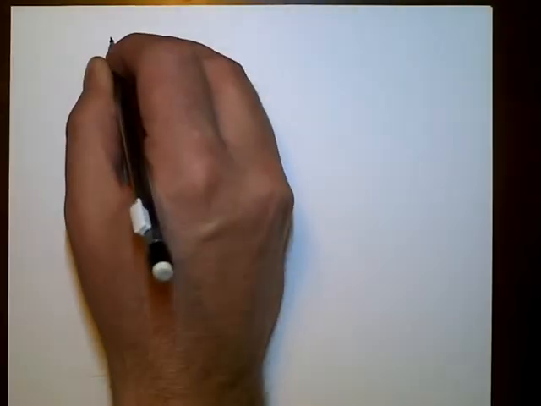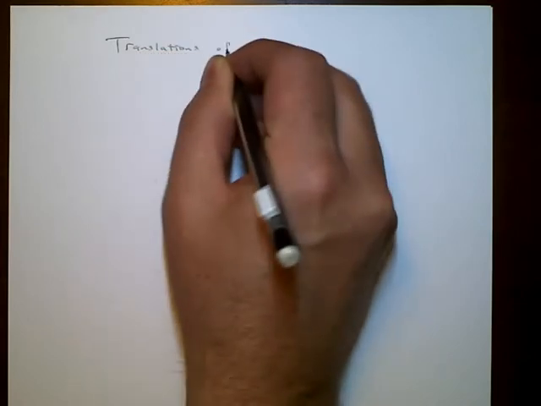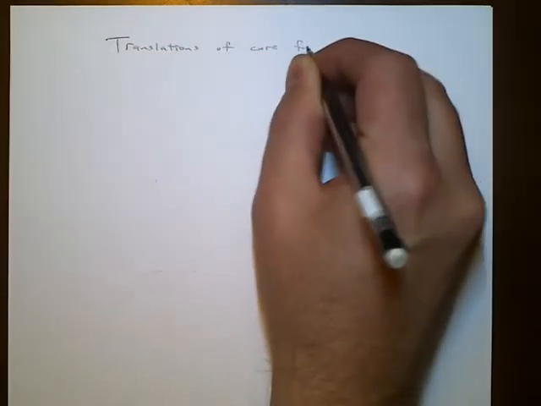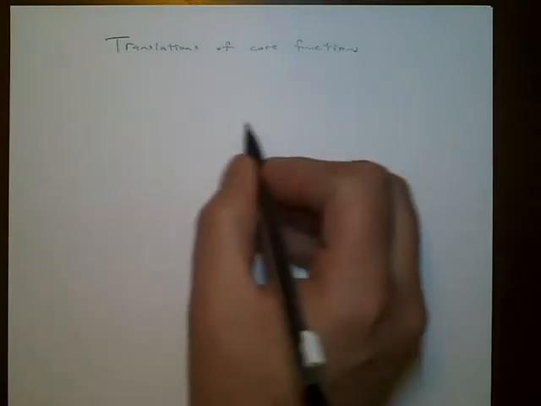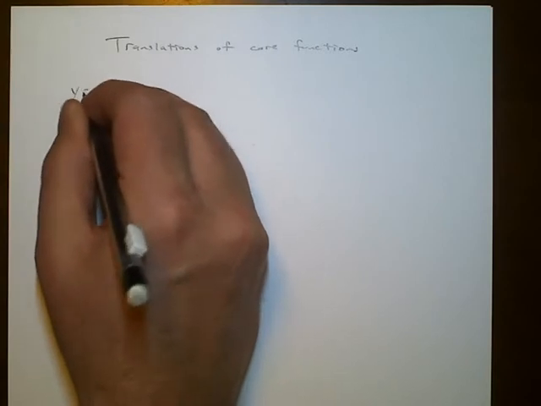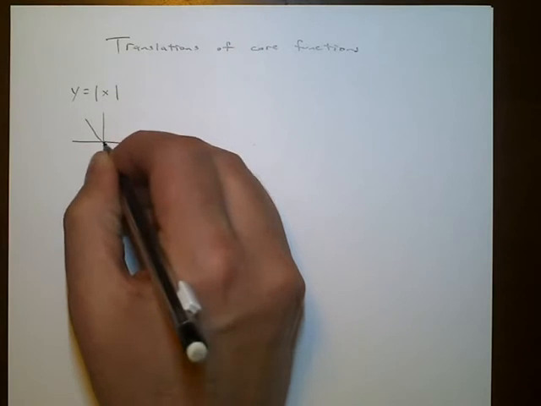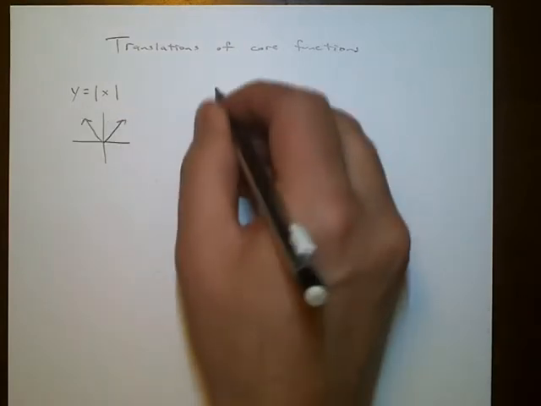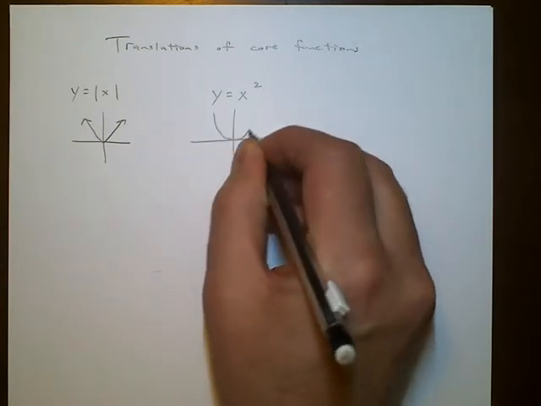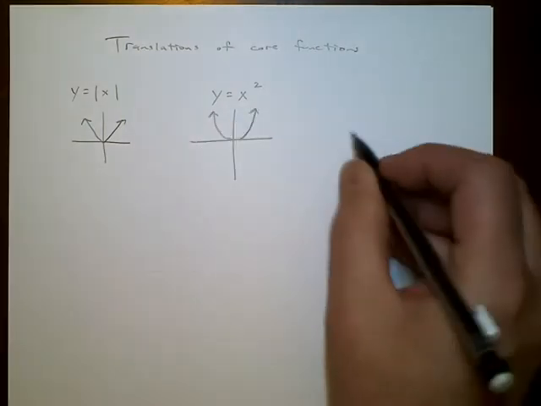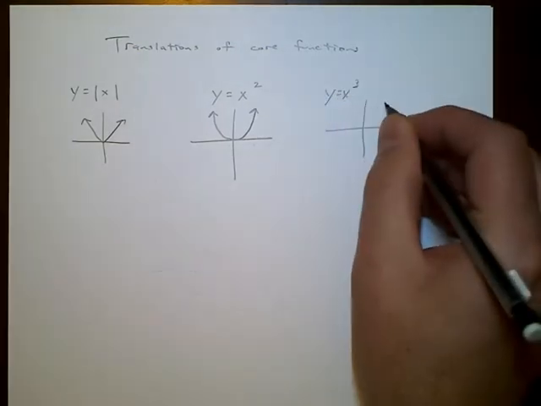This video is going to go through translations of core functions. Now all of you, I'm sure, are used to functions like y equals the absolute value of x. It's the V function. Another core function would be y equals x squared, a basic parabola with its vertex at the origin. Y equals x to the third.